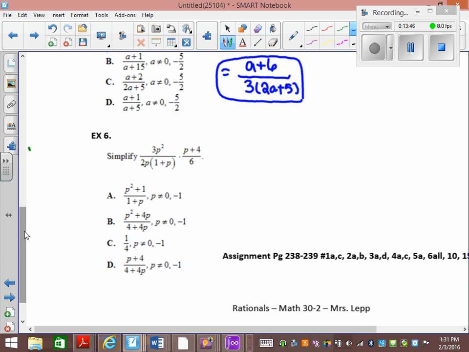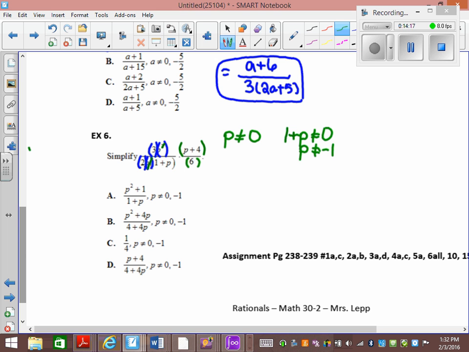This one, brackets around the separate thing. You see your NPVs. 6 can't be 0, 2 can't be 0, p can't be 0, and 1 plus p can't equal 0. So p can't equal negative 1. So it's going to be 0 and negative 1, which is all the answers, so that didn't narrow it down at all. And then we have p plus 4 and 1 plus p. There's nothing that's like with them.